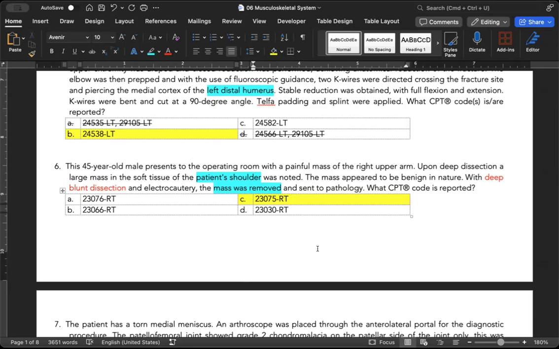So this is kind of like a general coding rule. If we don't have enough information in the scenario, we typically code the lowest. Yep. Okay. Always go to the lowest if you don't have documentation for a higher level.